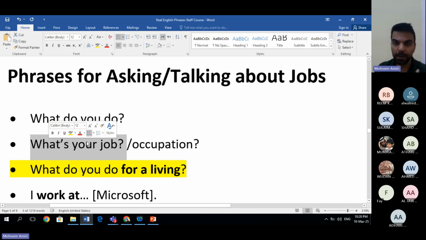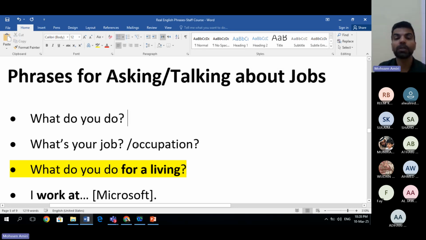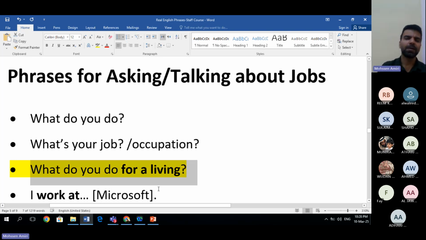These are alternatives, different ways to talk about jobs. What do you do? Or what's your job? Or what's your occupation? Occupation means job again. Or they say, what do you do for a living? Especially in movies, they use this a lot.